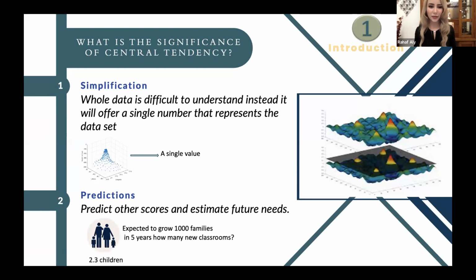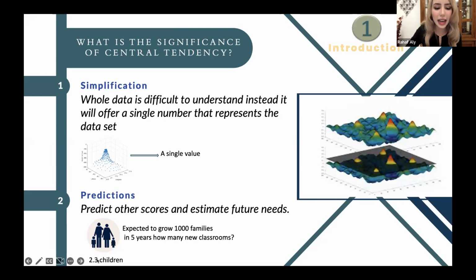And prediction. It doesn't only give us a single value, but it also helps us predict other scores and estimate future needs. Like, look at this example. An average American family has 2.3 children, and America is expected to grow by 1,000 families in 5 years. So how many new classrooms need to be built?